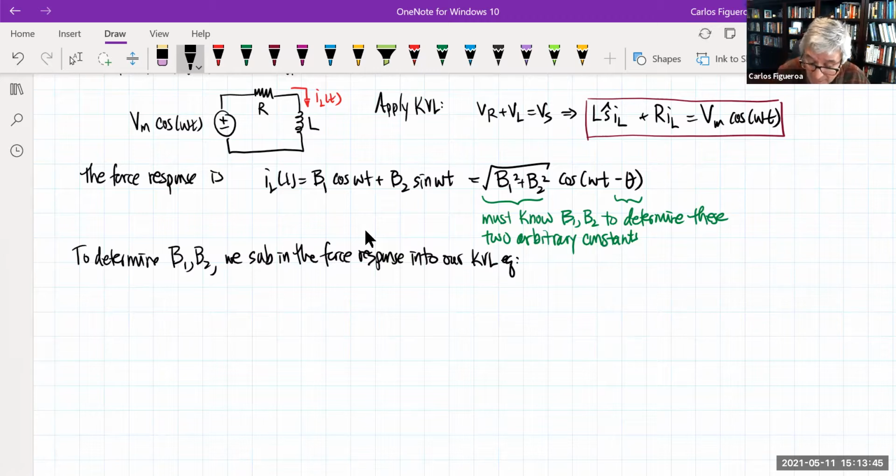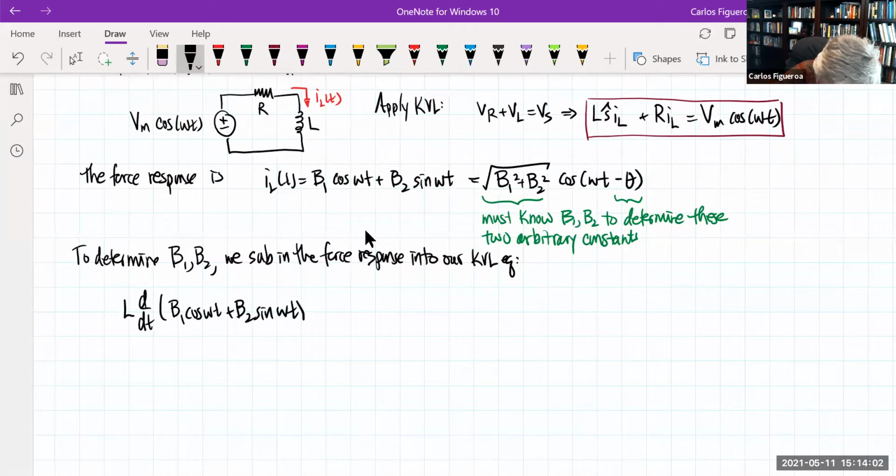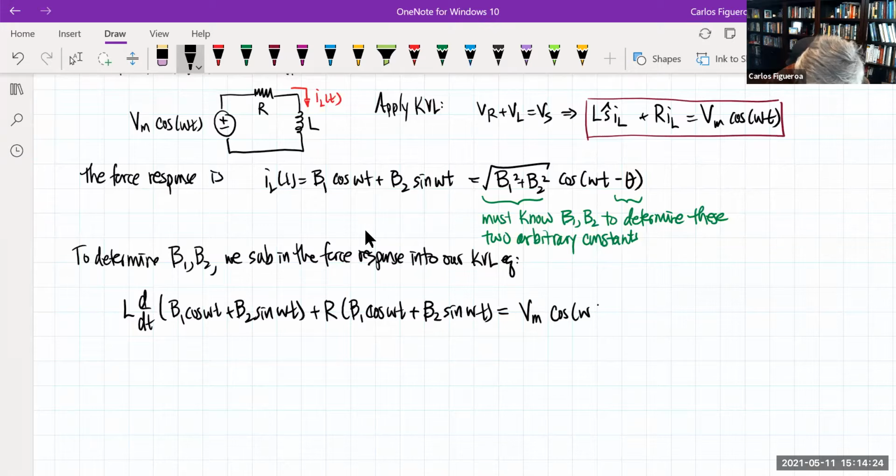So here I go. Look at my equation. It's L, right? So I'm going to get L. Then I got to take the derivative of what? This term. Plus R times our solution. And this guy, we're going to force it to have the form of Vm cosine of omega t.